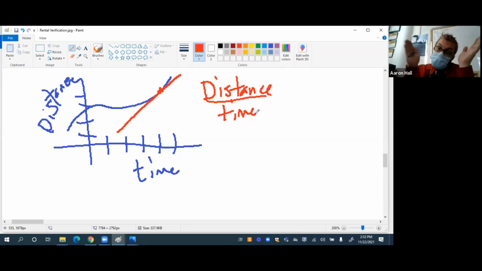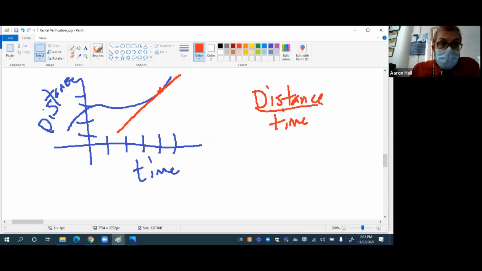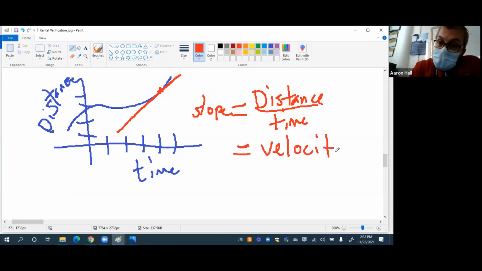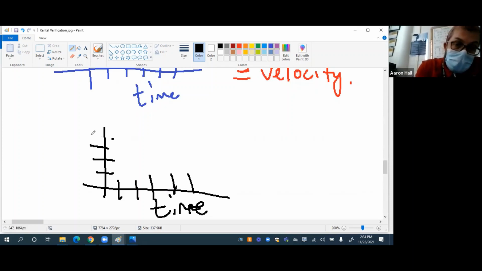So when we have a distance versus time graph and we're trying to find the slope, the instantaneous rate of change somewhere, then the slope equals our velocity. Now let's go backward. Let's look at a graph that's not distance versus time, but one that is velocity versus time. This is time, and this is velocity.